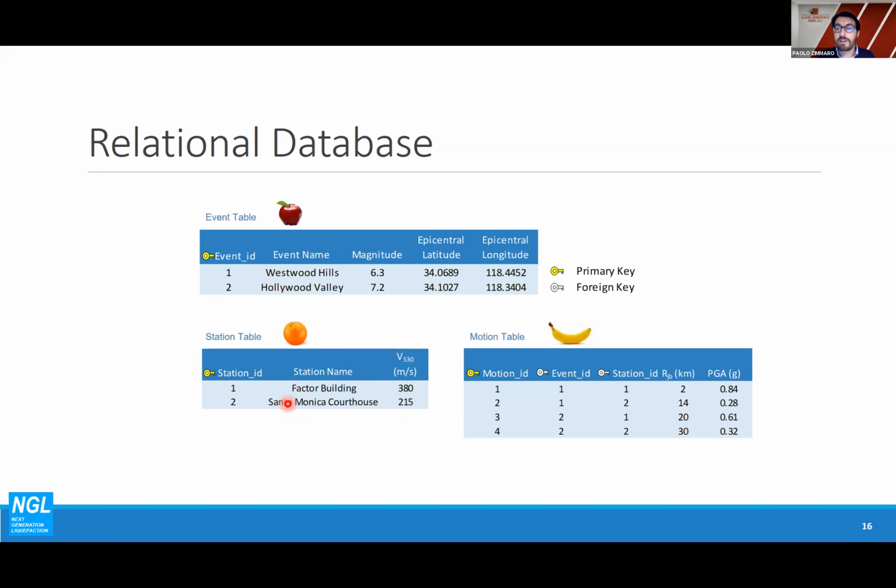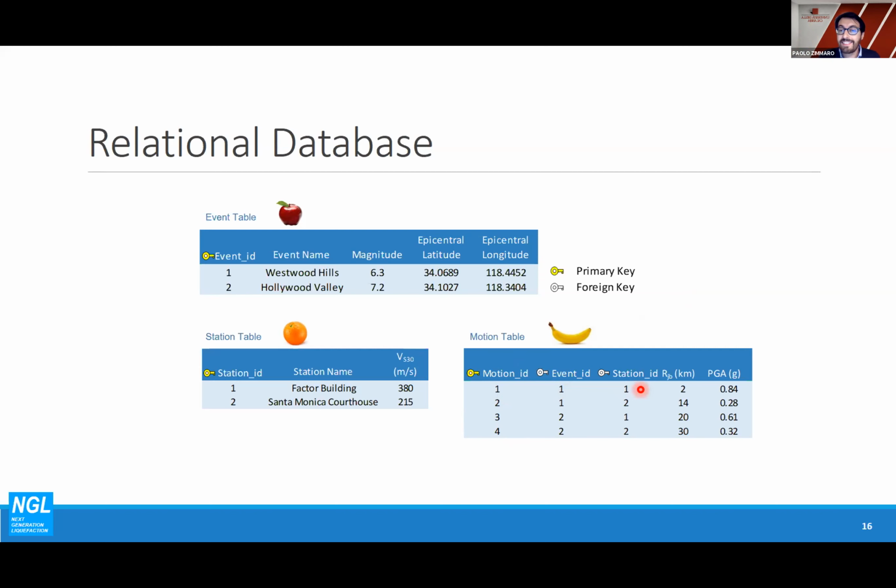Now let's put this information together and look at the motion table, which has the intersection between earthquakes and stations. You have a primary key for any entry in this table. You'll always have a primary key in any table you look at. Here we have four primary keys: one, two, three, four. So let's look at one. Motion ID number one has event ID number one and station ID number one, which means this is the Westwood Hills earthquake recorded by the Factory Building station.